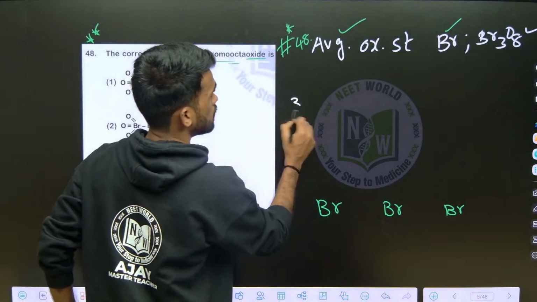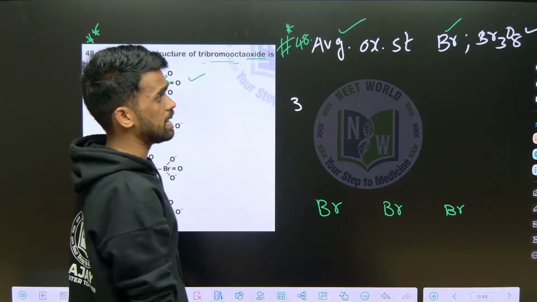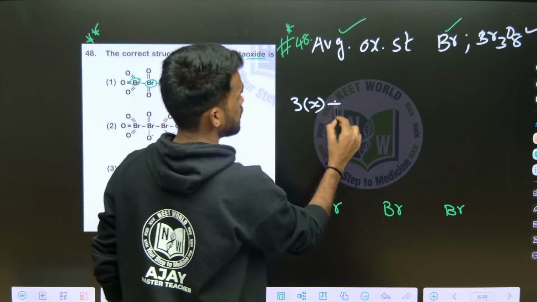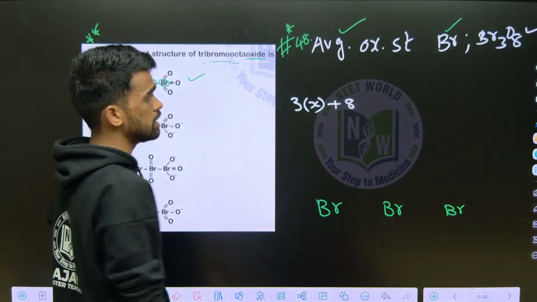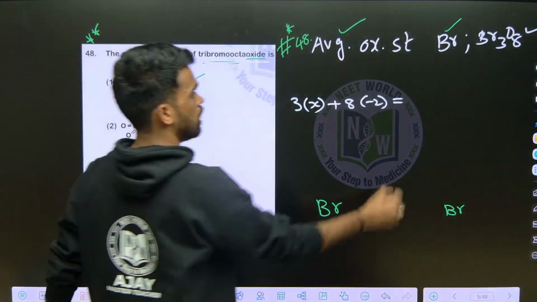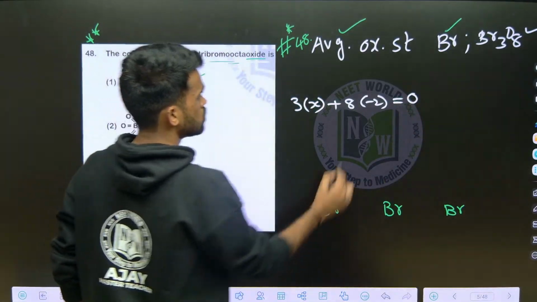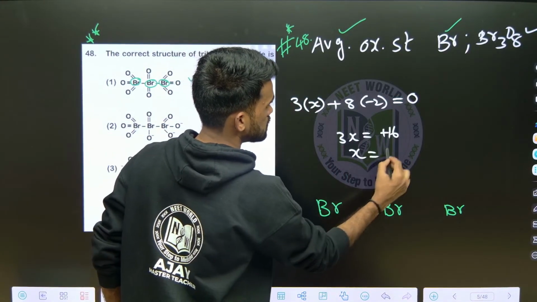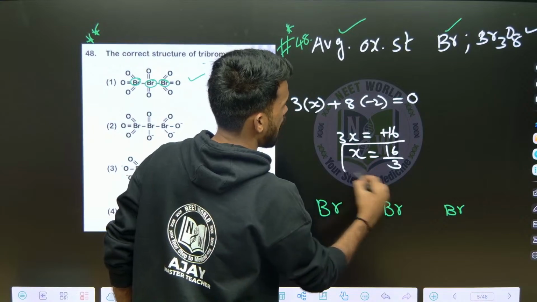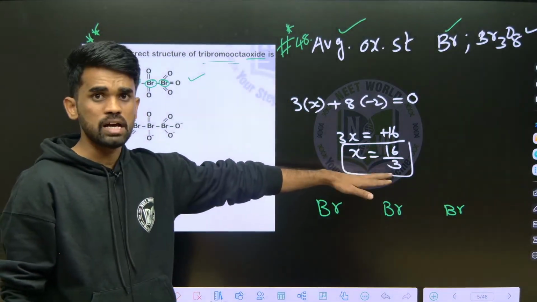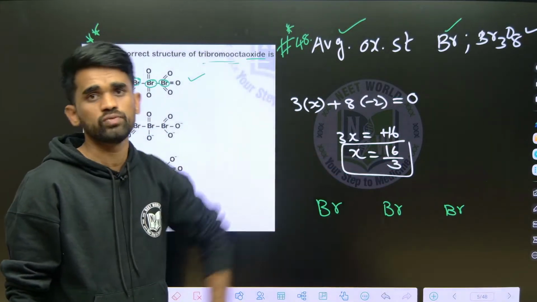From bromine, let us consider x. How many bromines are there? 3 bromines, so 3x plus 8 oxygens. Each oxygen will be -2 oxidation state. The overall molecule is neutral, so I am taking it as 0. So 3x will be equal to plus 16, x will be 16 by 3. This is the average oxidation state we can say. If someone asks you for average oxidation state, you have to find it like this.